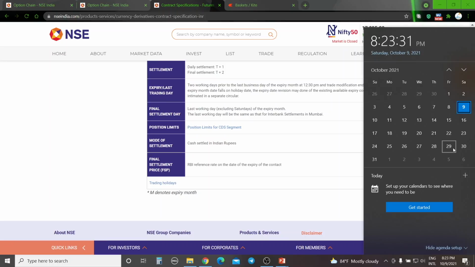So this is a bit complicated. Just remember, it is not like our regular equity contracts. The regular equity contracts always expire on a Thursday, and the monthly expiry happens on the last Thursday of the month. For the currencies, it is different. The expiry happens 2 working days before the last working day. For October the last working day is the 29th, so the monthly expiry happens on the 27th. This is the regular monthly expiry.